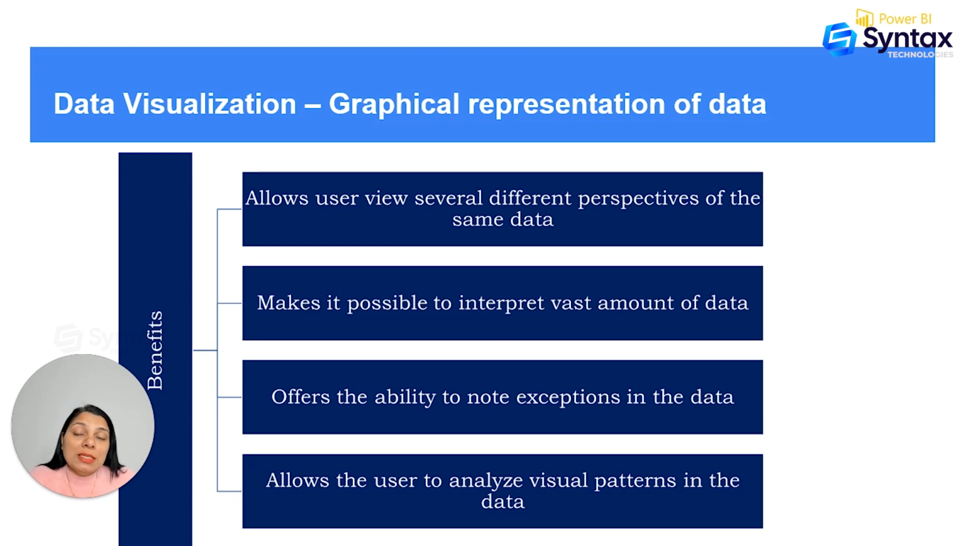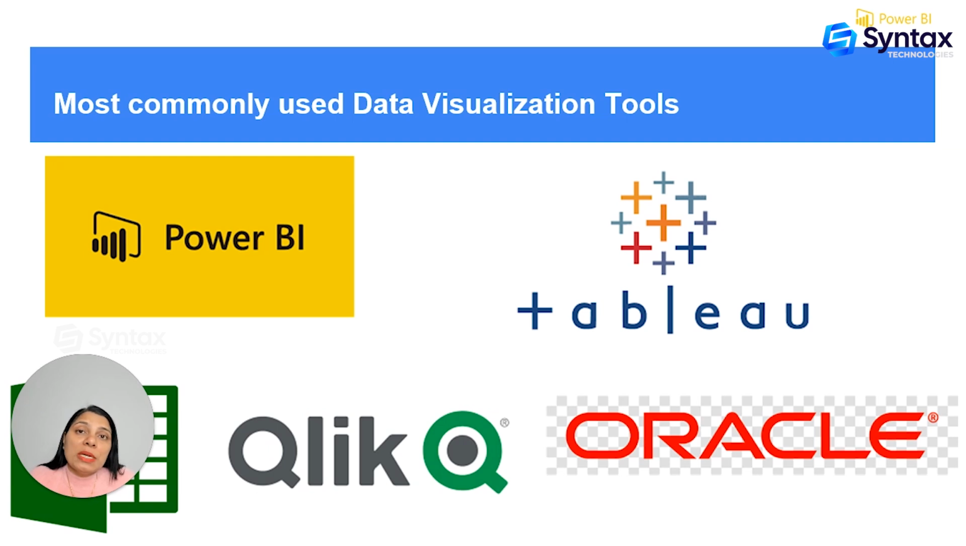Human eyes can read visuals better than raw data. If we look at 30,000 or 50,000 rows, it is difficult to interpret such a huge, massive amount of data. But when we see a graphical representation of the same data, it becomes easier for us to see what is good, what is bad.